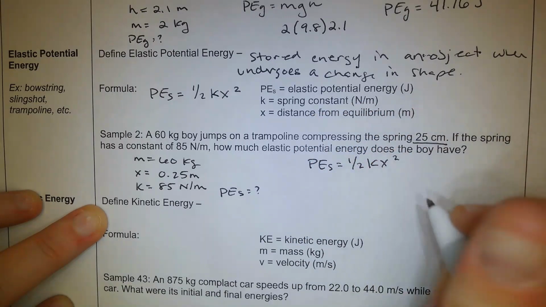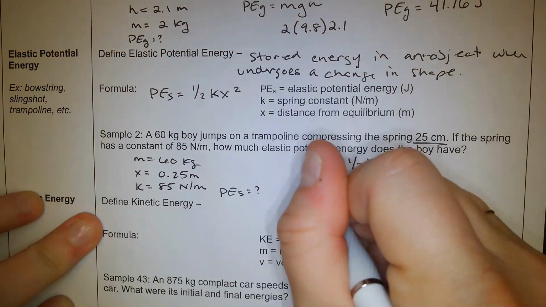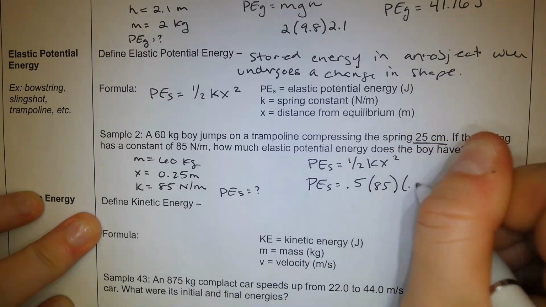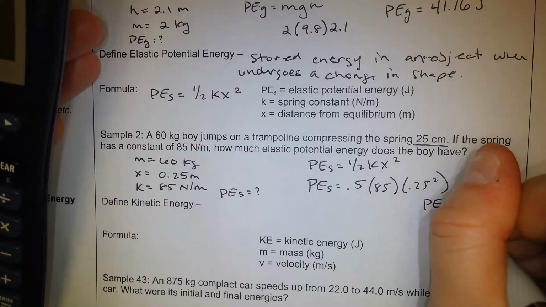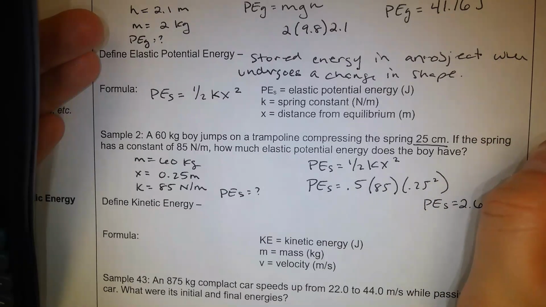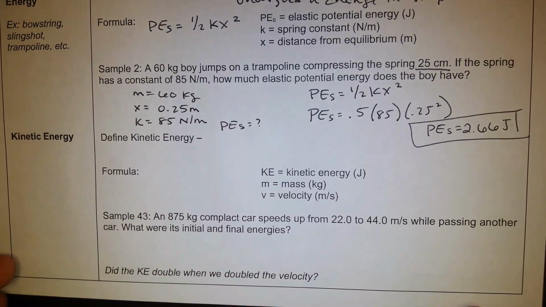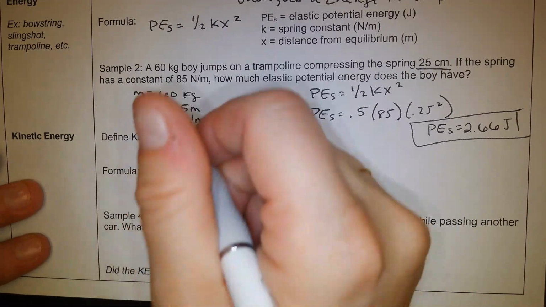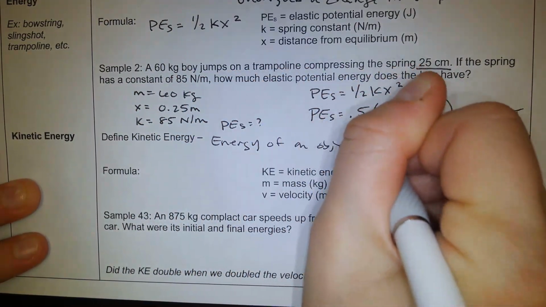1/2 k x squared. Okay, notice that we're given a little bit extra information, right? Don't need to know the mass in this case. Doesn't matter. So 0.5 times 85 times 0.25 squared. Elastic potential energy is 2.66 joules roughly. All right, so those are two types of potential energy. Now let's talk about kinetic energy. So kinetic energy is just the energy of an object in motion.